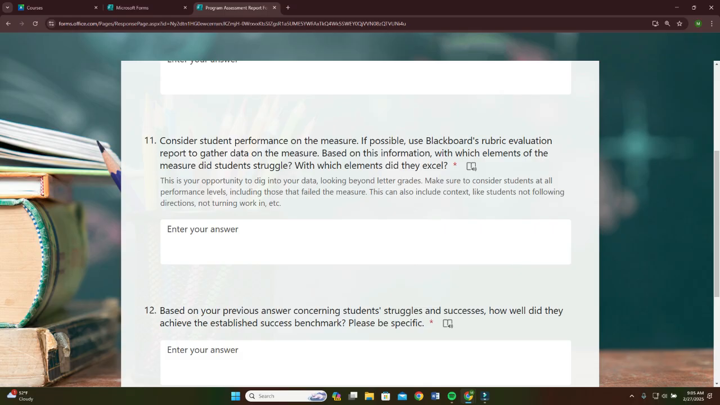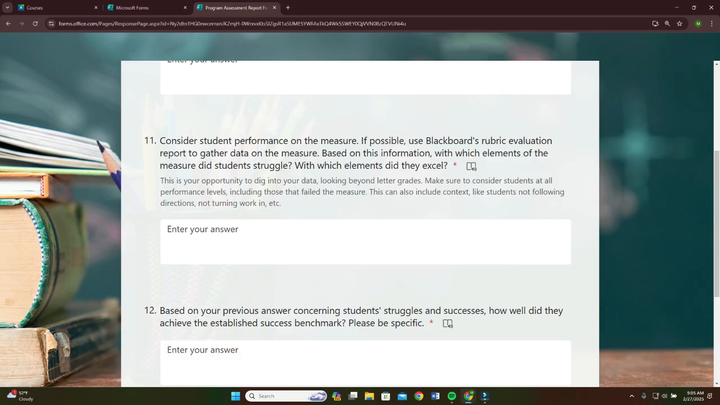You do want to look beyond letter grades. We've talked about how letter grades make a really good foundation for providing data, but if you've got like 40% of students getting a B, that's fine, but why are they getting that B? What are they struggling with, and is it something you're noticing is consistent across 10, 15 students? If we have that data, then you can have a super informed improvement plan, but we need to have it first. So make sure to consider students at all performance levels, including those that failed the measure.